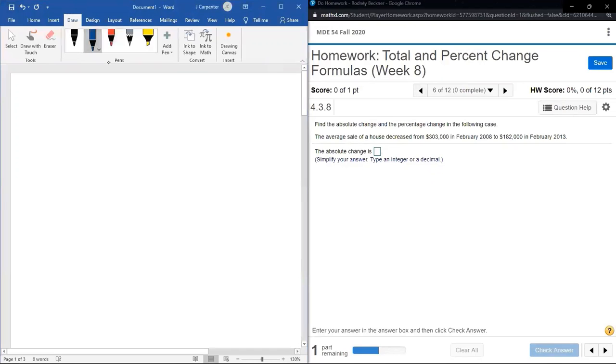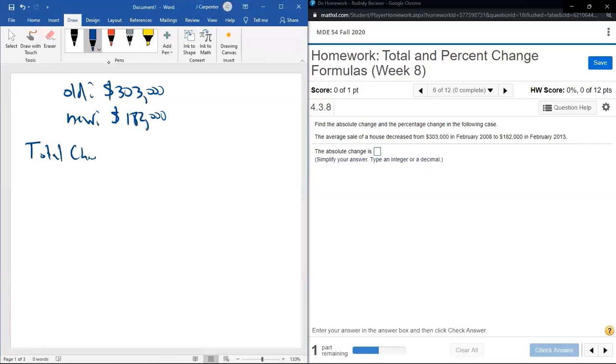So we know the original, or old, however you like to phrase it, was the $303,000. And then the new is the $182,000. Now remember that the absolute change or total change is always new minus old. It's not bigger minus smaller, it's new minus old. So it's $182,000 minus $303,000.